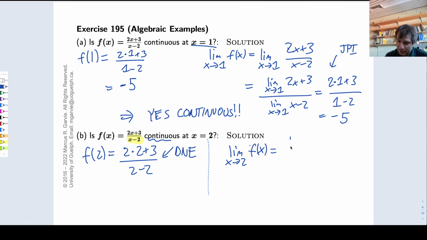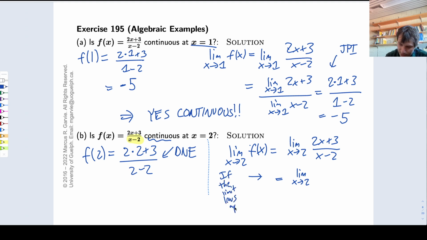And the limit is the limit as x goes to 2 of (2x plus 3) divided by (x minus 2). If the limit laws apply, so maybe we should be careful here, we would have the limit of 2x plus 3 divided by the limit of x minus 2. But now the bottom is 0. Just like before, the limit of x minus 2 as x goes to 2, just like the 2 minus 2 here, is 0. So the limit laws do not apply, and we can't actually do this division. So this is not right, don't do this.